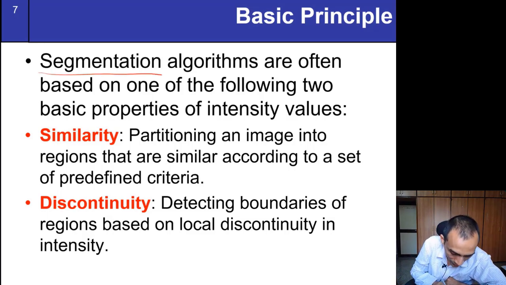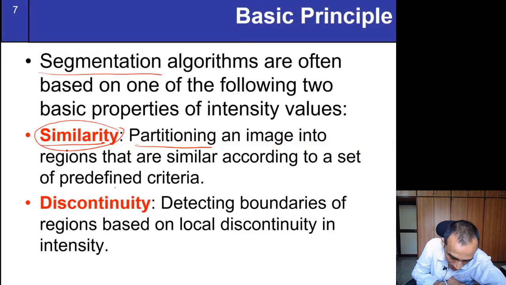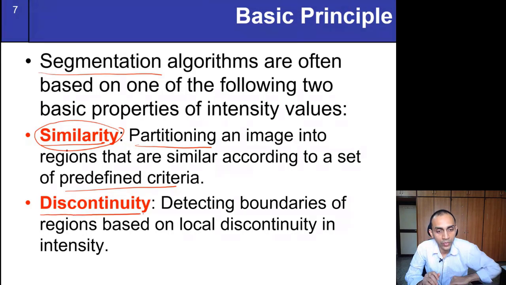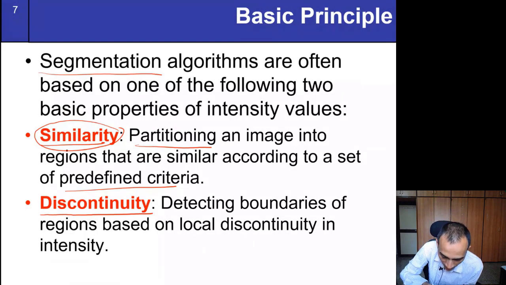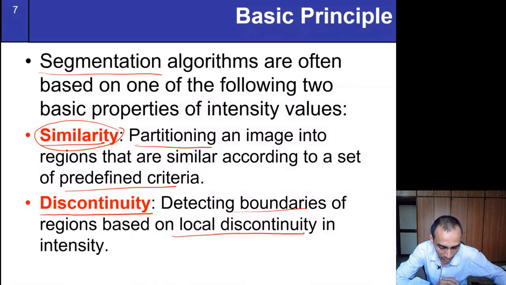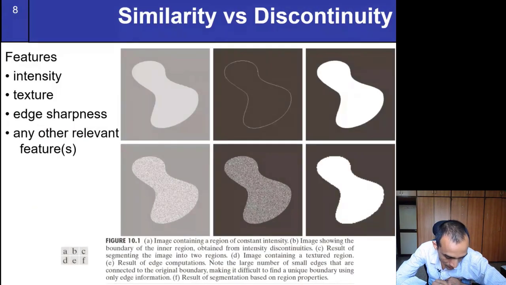So one way we can divide these segmentation algorithms is into two categories. Those algorithms which partition regions based on some kind of similarity, where a predefined criterion is there, and that is one approach. Some of the other approaches divide images by identifying discontinuities. So they detect boundaries like edges of the regions, and based on those local discontinuities, they segment out regions. The idea of this similarity versus discontinuity is illustrated by this very good example from Gonzalez's book.